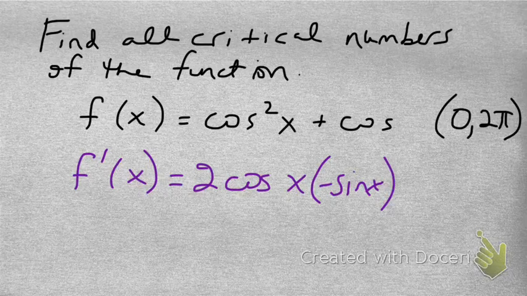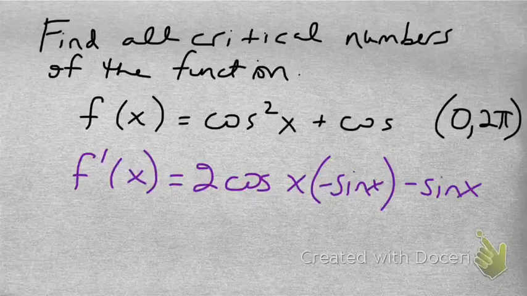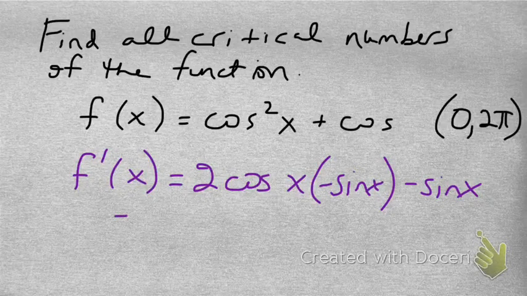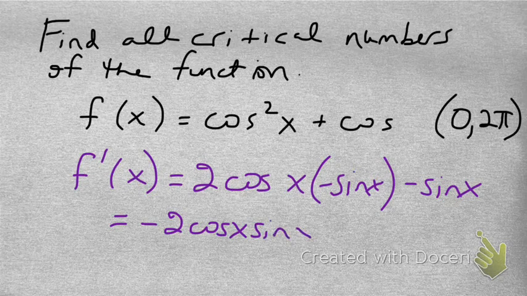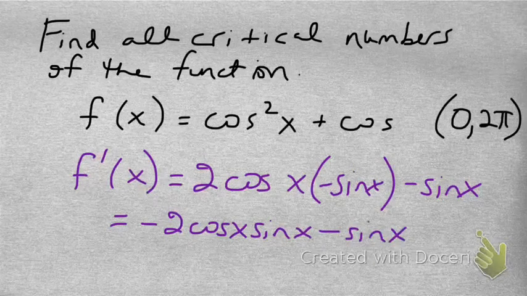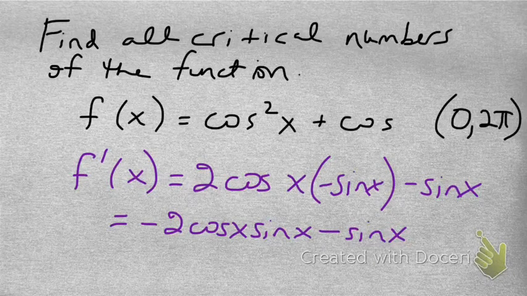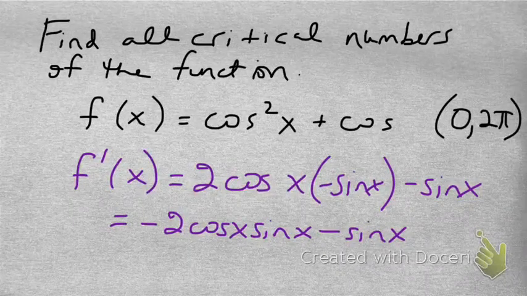As for the next term, the derivative of this cosine is a negative sine. Okay, so to clean it up a little bit, we've got negative 2 cosine x sine x. Take away the sine x. We're going to set this equal to 0 and solve for those critical numbers.